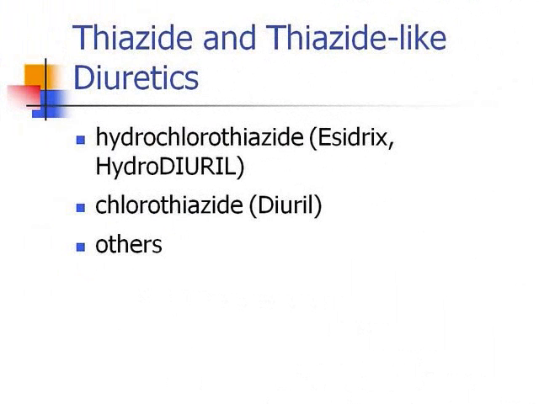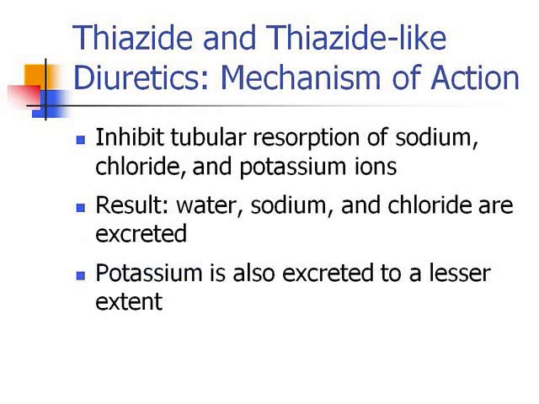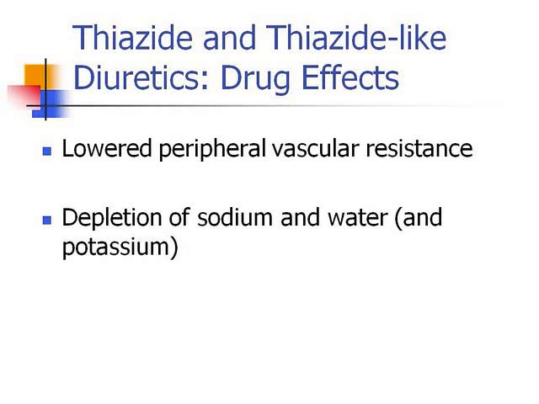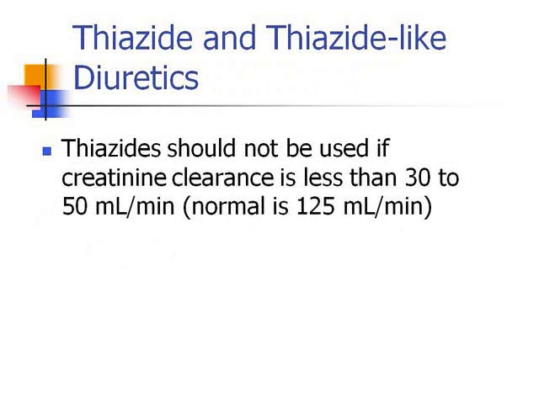Thiazide and thiazide-like diuretics, that's the hydrochlorothiazide and chlorothiazide. These inhibit the resorption of sodium chloride and potassium ions, meaning that water, sodium, and chloride are excreted. So is potassium, but to a lesser extent. It doesn't cause as much problem with hypokalemia, but it still could. There's a dilation in the arterioles by direct relaxation, lowering the peripheral vascular resistance. And remember, there's a depletion of sodium, water and maybe potassium. With this one, we need to be watching the creatinine clearance, because if it's less than 30 to 50, we shouldn't be using these drugs.